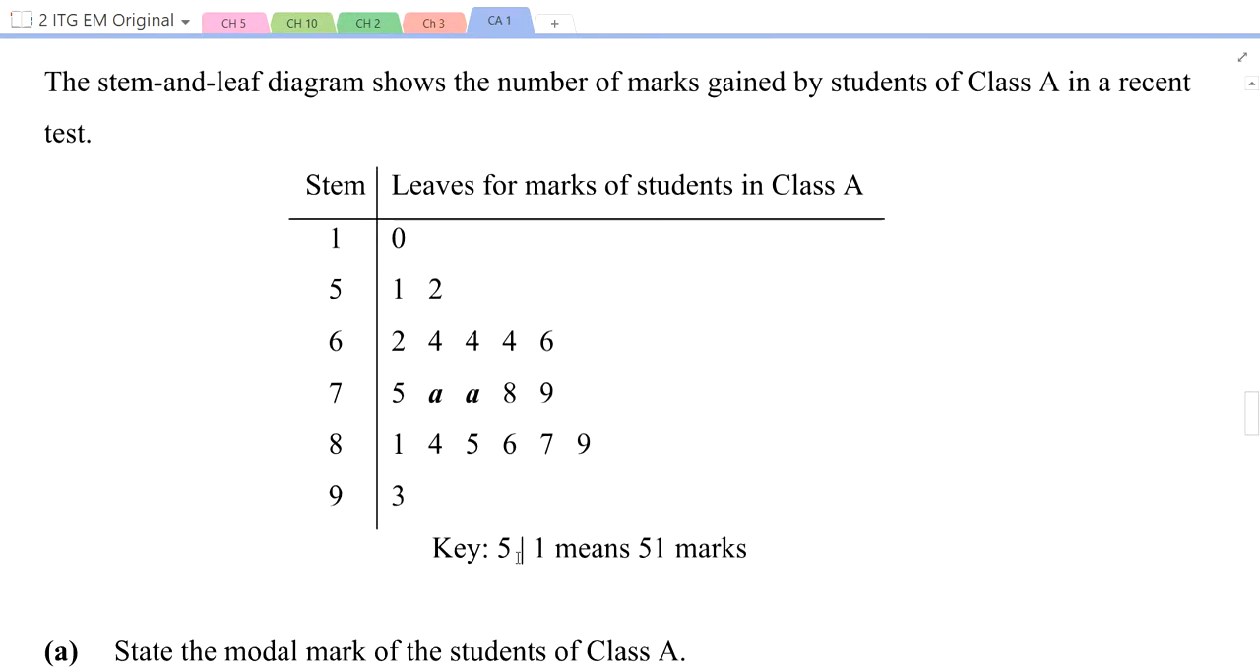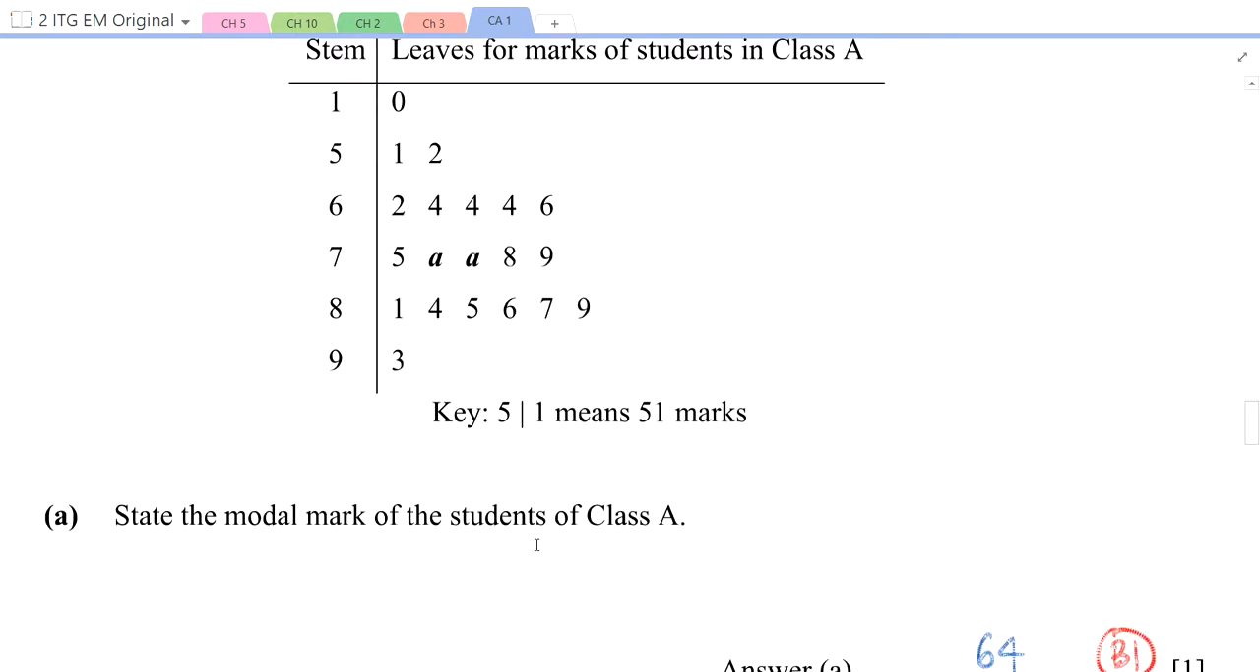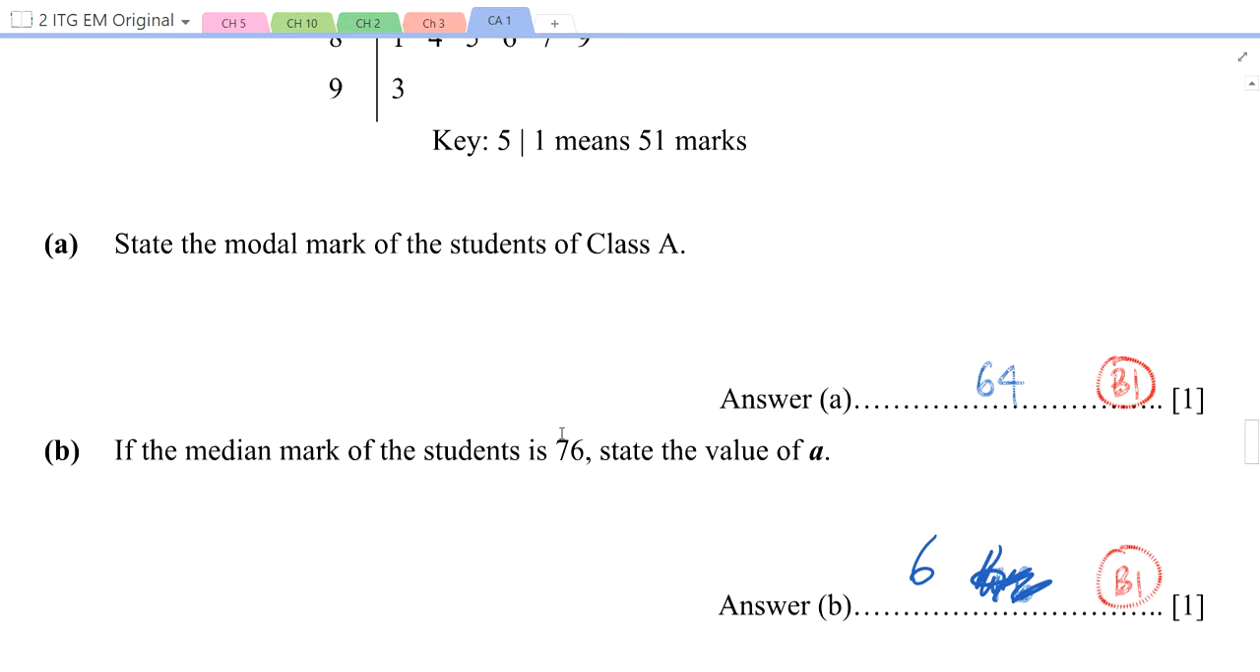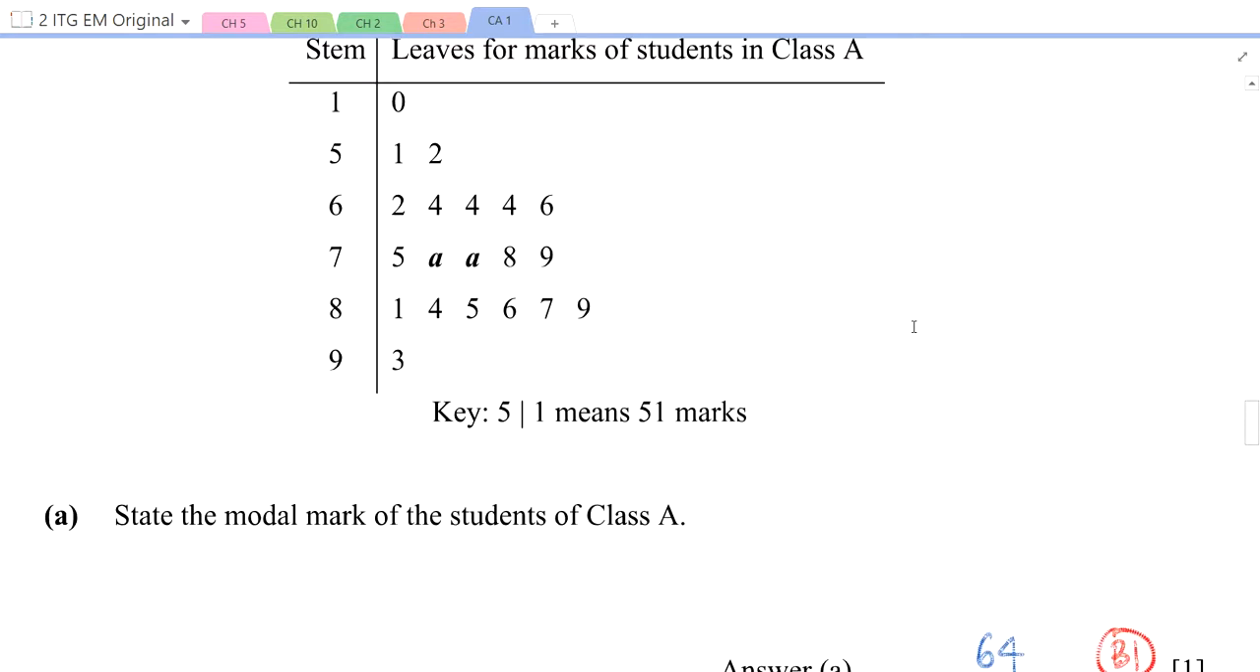Okay, now, stem and leaf diagram. State the modal mark of students in class A. Okay, we see that the 4 occurs most frequently, so it has to be 64. Almost everybody got this correct. Next, they tell you that the median is 76, state the value of A. Median, 76.